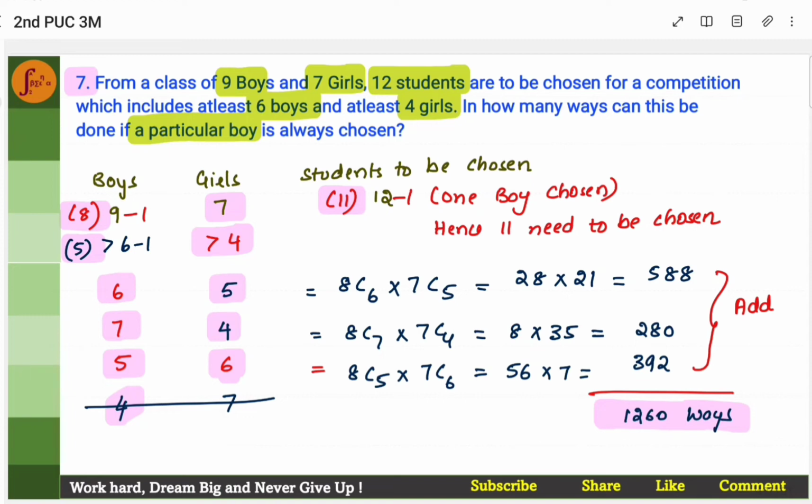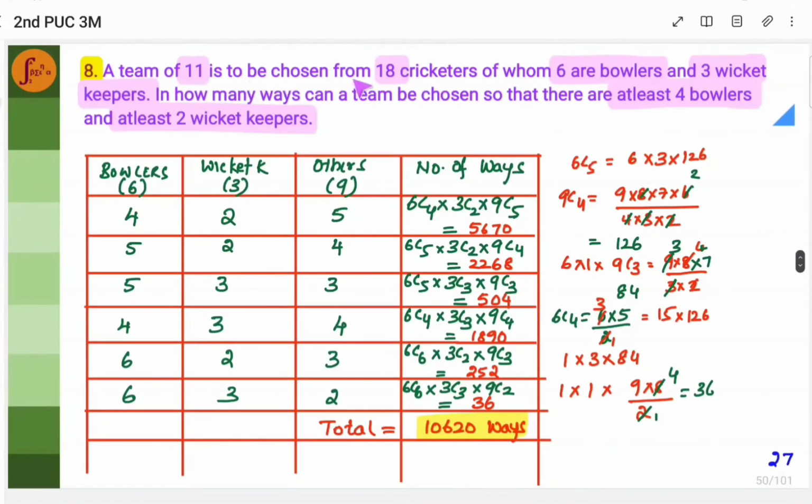You add all these. Here, a team of 11 is to be chosen from 18 cricketers. 6 are bowlers, 3 are wicket keepers. Now, how do you form the team in such a way? There are at least 4 bowlers and 2 wicket keepers. At least 4 bowlers means it should be greater than or equal to 4. And at least 2 wicket keepers means greater than or equal to 2.